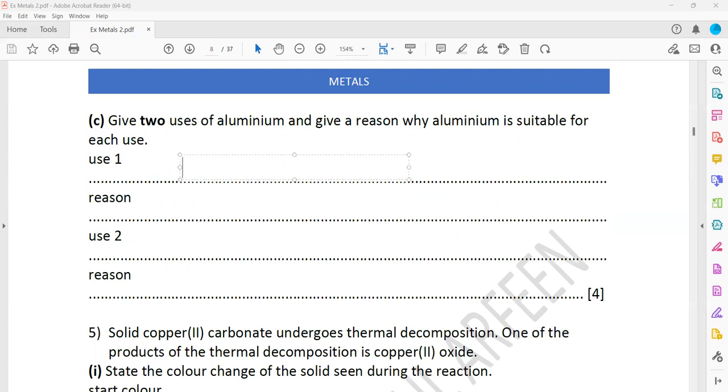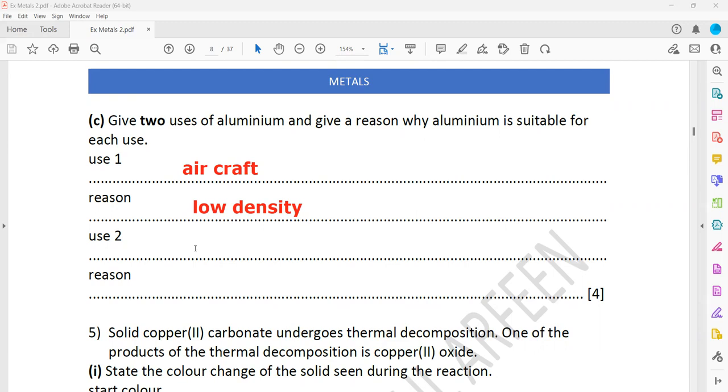Because it has a low density. If I say aircraft bodies, then the answer is that it has a low density. We can also use aluminium as a foil, as food containers or cooking foils, because it resists corrosion.